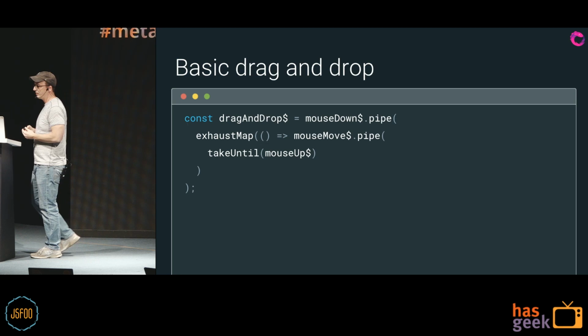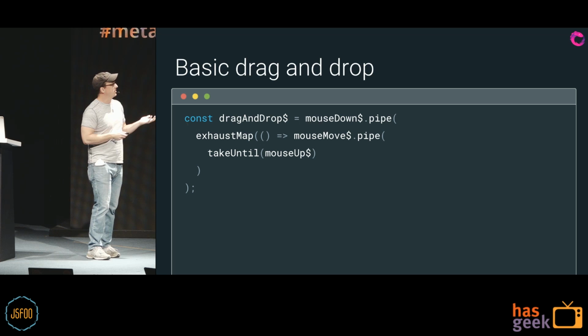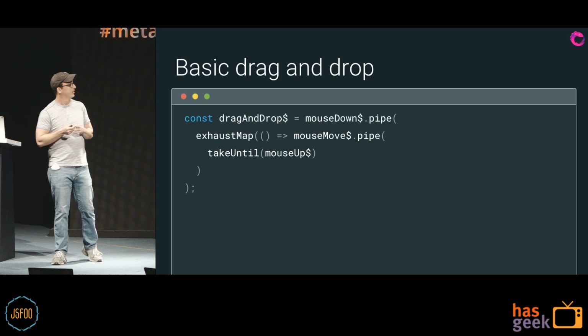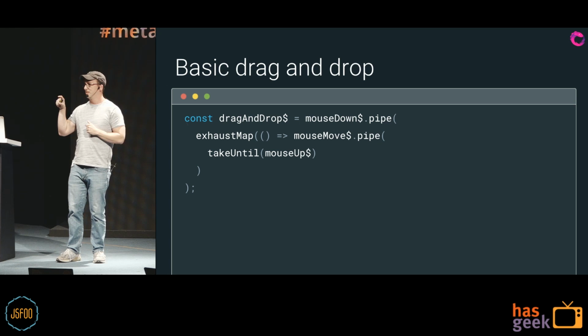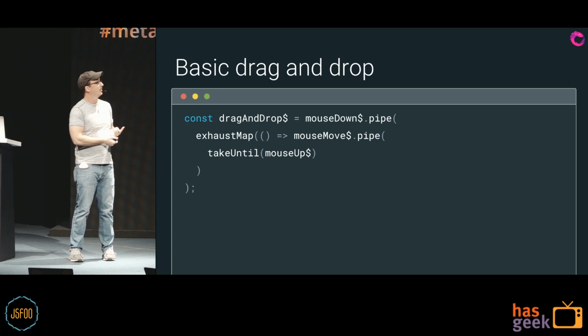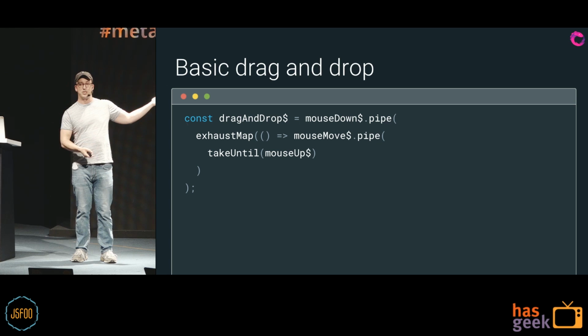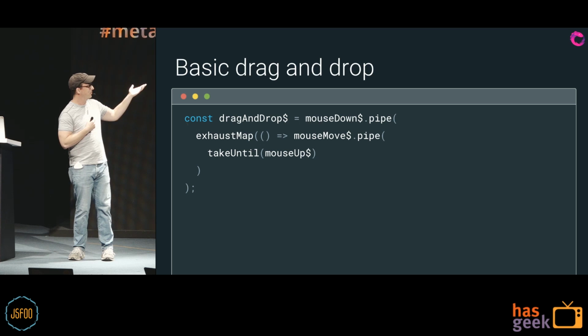Here's an example of something you might do with observables. This is a basic drag and drop. So here, everything that you see with a dollar sign in this case, that's a thing I lovingly dubbed Finnish notation after my friend Andre Stoltz, who lives in Finland, who kind of started popularizing this. But every variable you see with a dollar sign is an observable. And what we've got here is I'm making an observable of drag and drops from an observable of mouse downs. And I'm saying every time there's a mouse down, I want to map it to an observable of mouse movements. And I want to take all of those mouse movements until the observable of mouse ups emits one value. And I know that's how this works because I know what exhaust map and take until do. These are just part of RxJS.